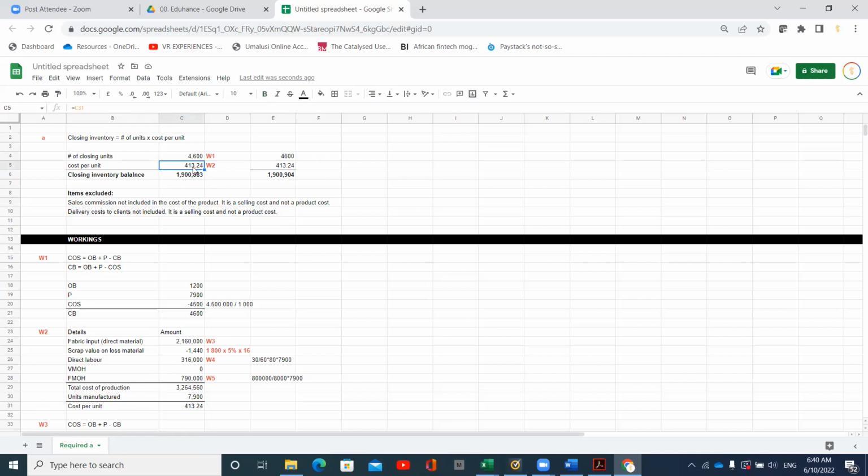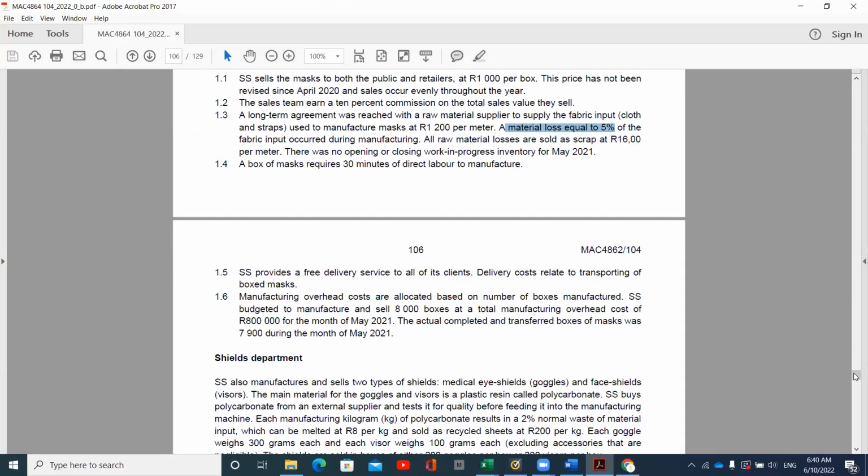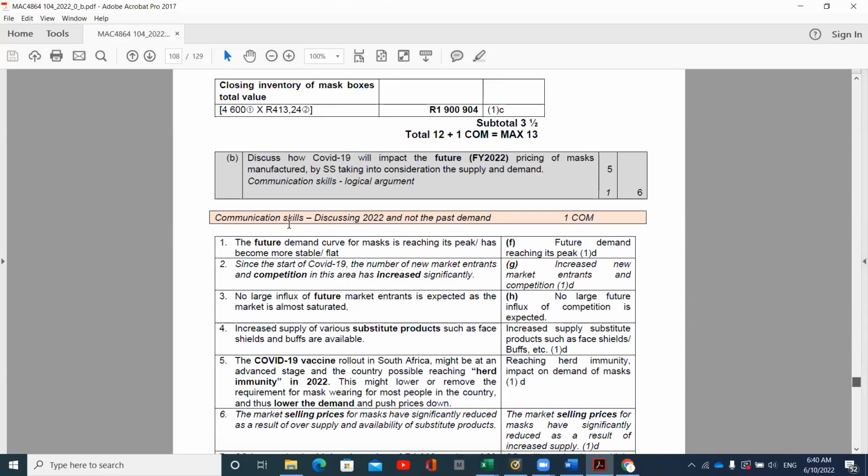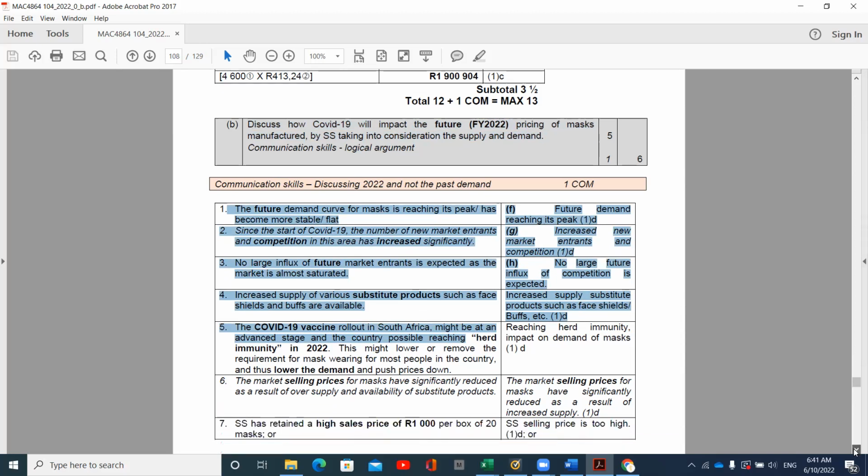So that is basically part A. I'm going to ignore part B, because part B, you will see over here. Part B says, discuss how COVID will impact the future pricing of masks manufactured by SS, taking into consideration the supply and demand. Okay, you can think through that. You can read through all of this information over here. I'm not going to go through that. It is not cost accounting specific. It is just general knowledge that you can apply by reading through that.